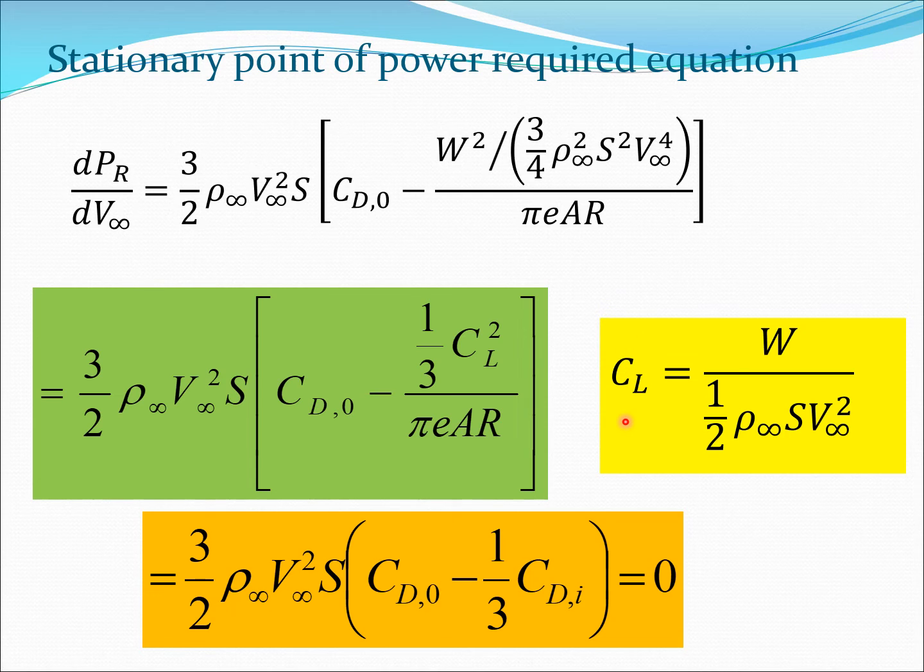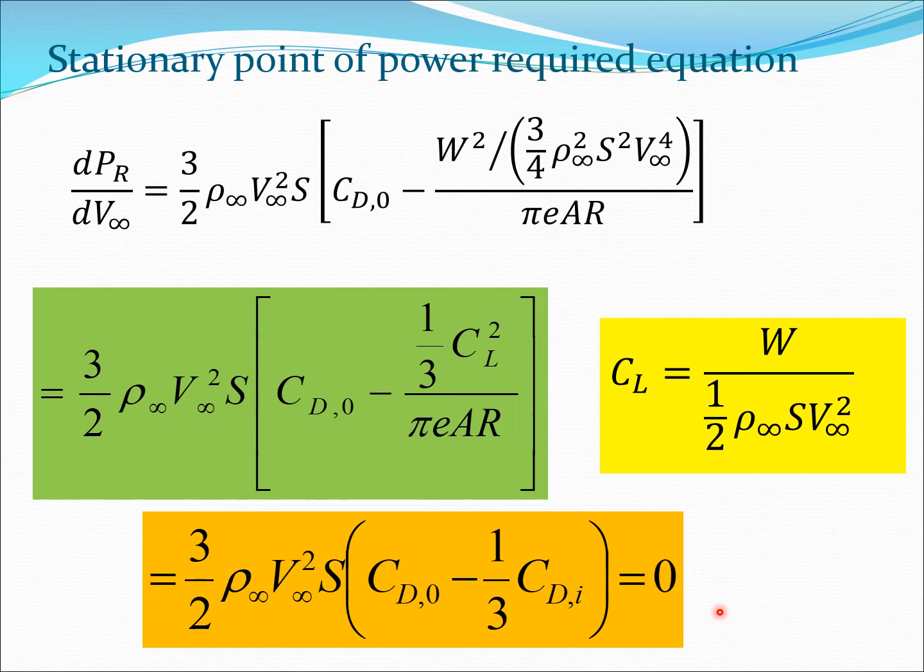So if you go back and look at CL, that's W by half rho infinity S V infinity squared. When I put it in this equation, I can write this top as 1/3 CL squared, and then I immediately realize that this term is related to CDI. So CDI is CL squared by pi e AR, and when I write it out I get this term here, which I can then equate to 0.